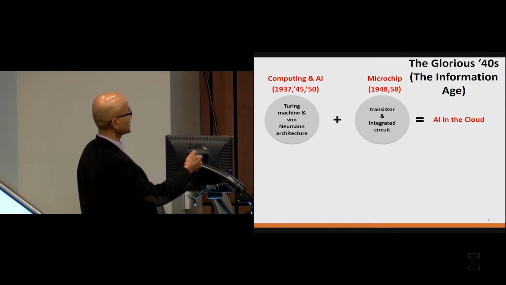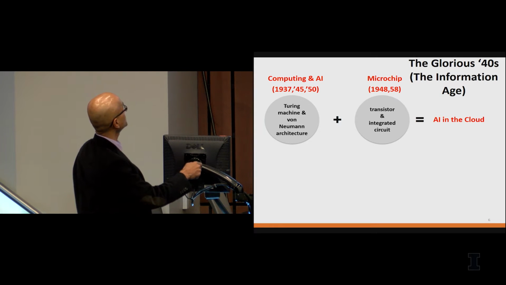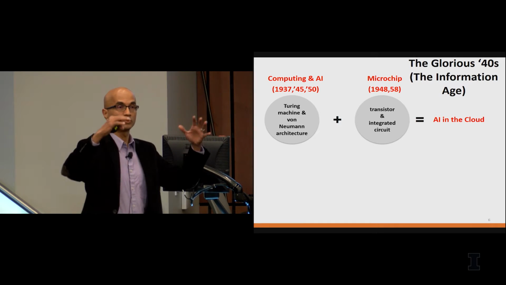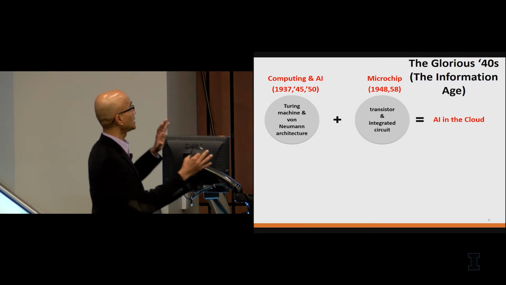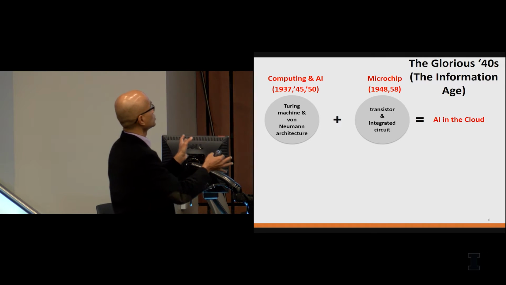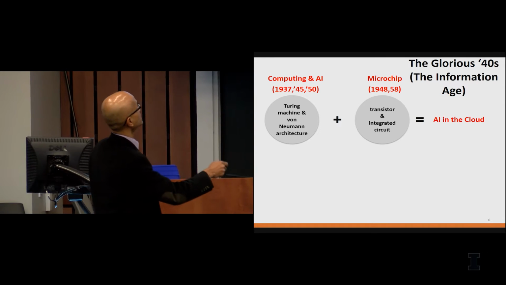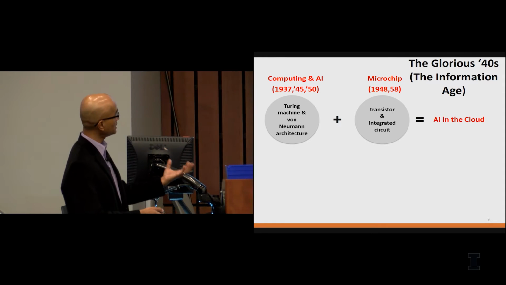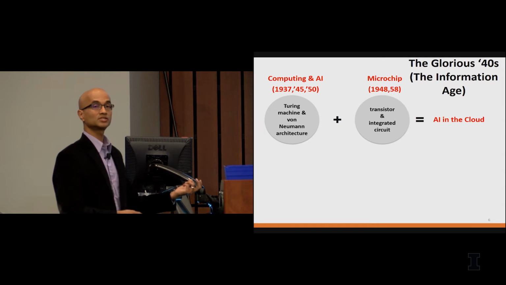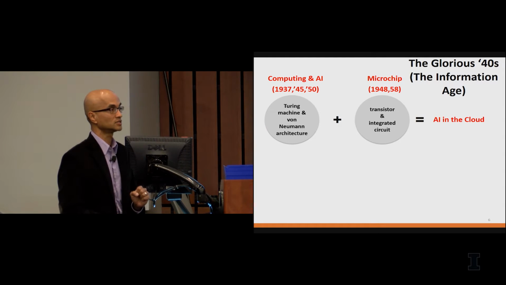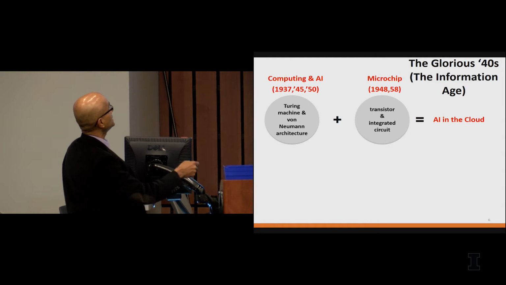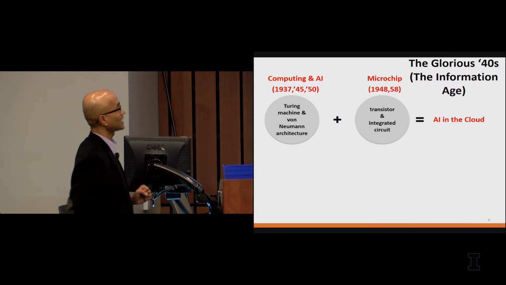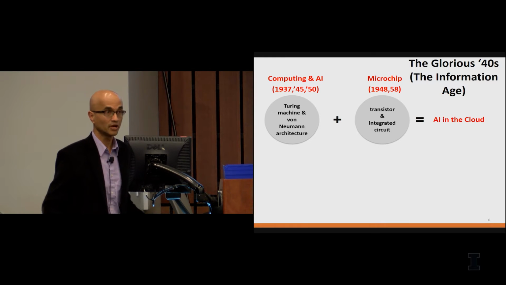And it started off with the invention of the Turing machine, the von Neumann architecture, and AI by a certain group of individuals. And then we had the microchip that allowed us to actually build these computing systems in a very small form factor. And so with these two innovations, you could implement AI in the cloud today. This is where we are.